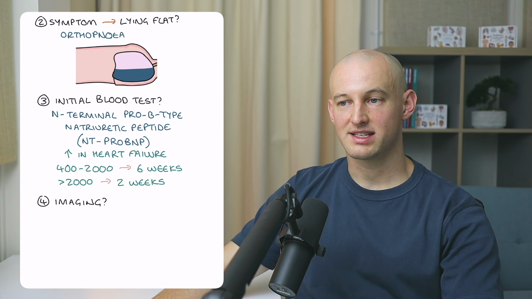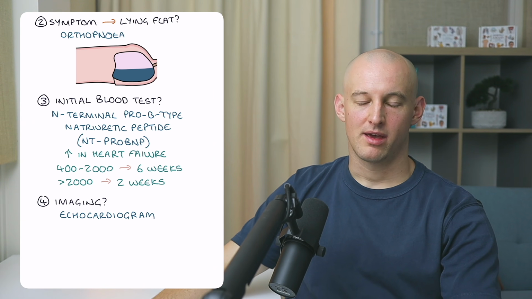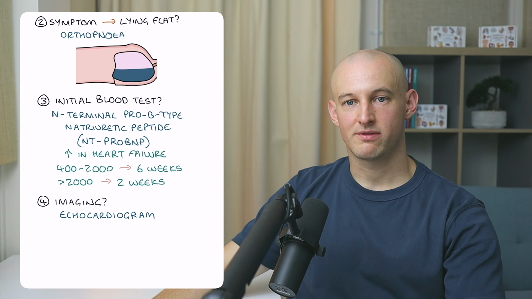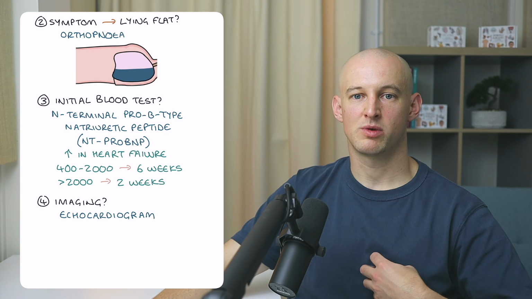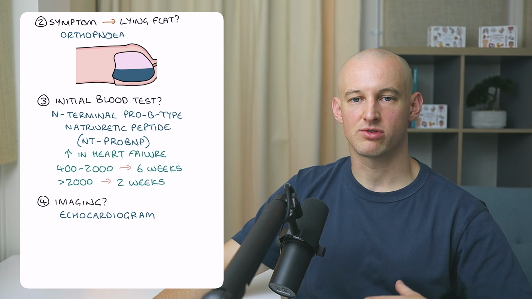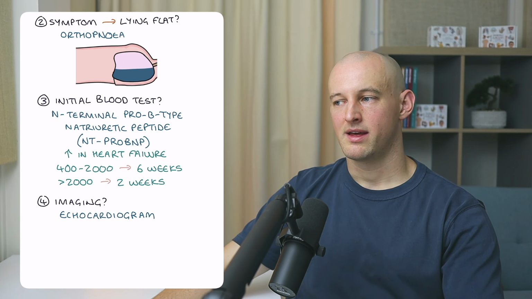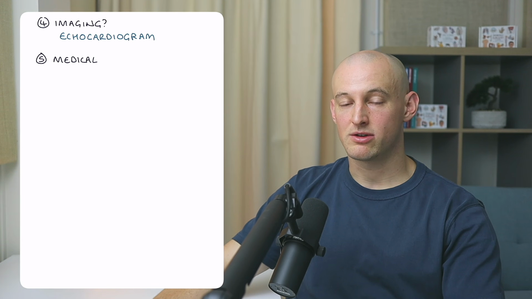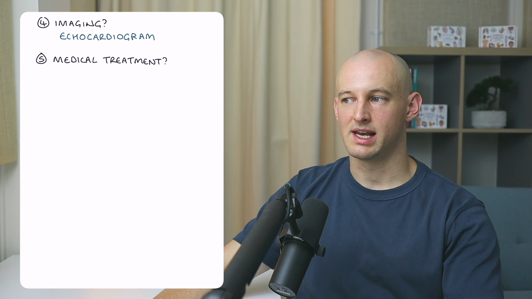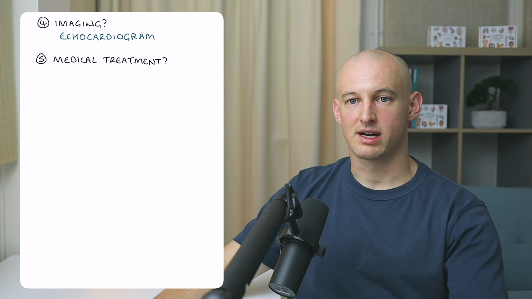I already gave you a hint. It's an echocardiogram, which assesses the ejection fraction, which is what percentage of the blood inside the left ventricle is pumped out with each beat, and the heart function. Question 5. What's the first-line medical treatment for heart failure? There's 4 drugs.